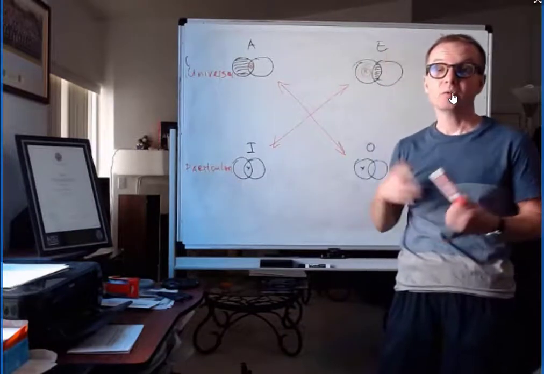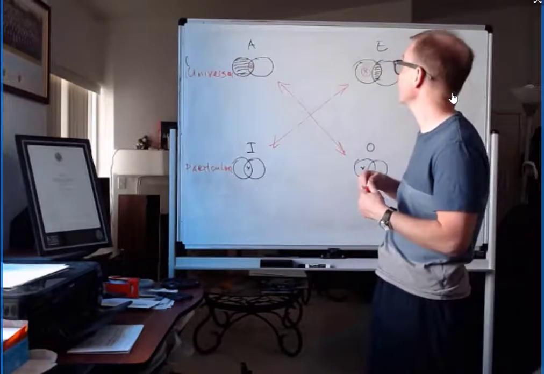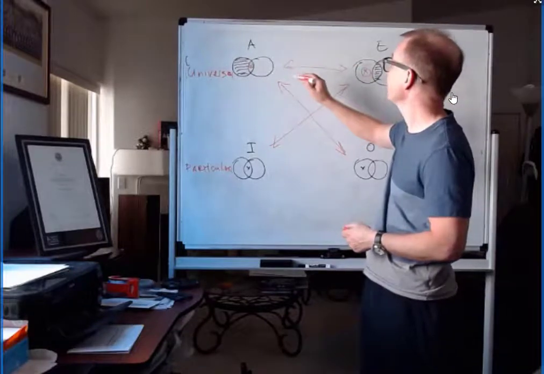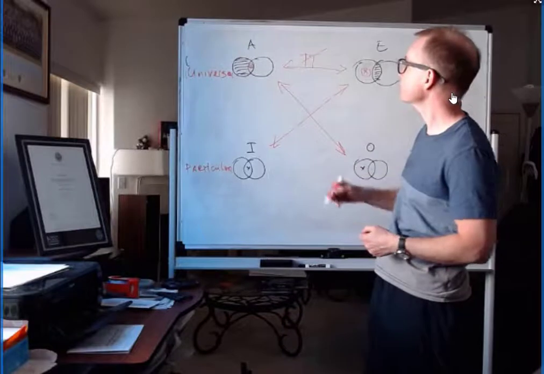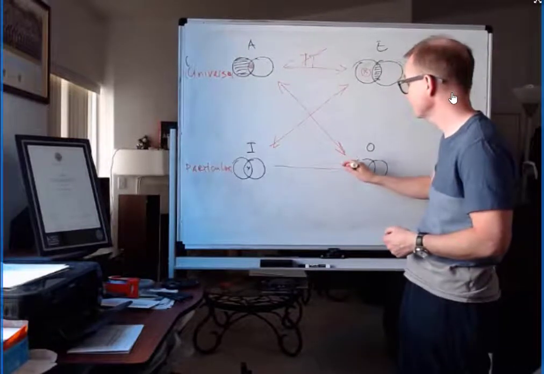Can both of them be false at the same time? Yes, actually both of them can be false at the same time, but they cannot be true at the same time, and that's the rule here. Both of them cannot be true. Similarly here, both of them cannot be false.